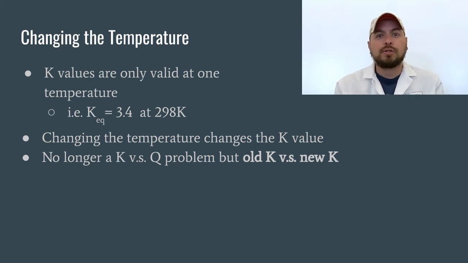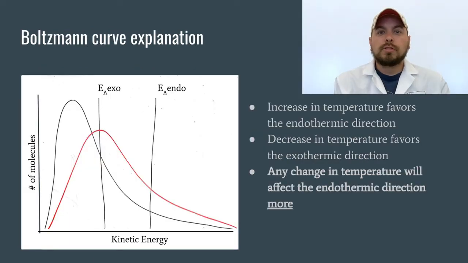Let's go ahead and address how this appears, as it pertains to which direction the reaction will shift and what K values will then be newly established. So let's talk about the underlying reason why a reaction changes its equilibrium constant when the temperature changes.